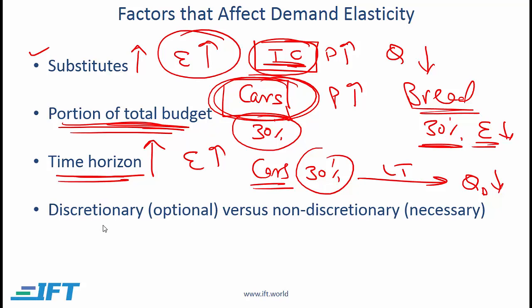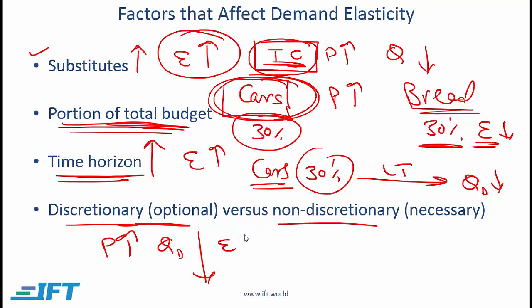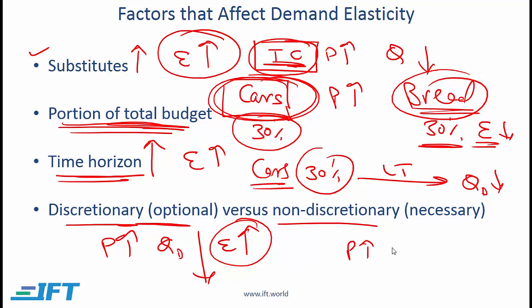And finally, we need to consider whether the product is discretionary or optional, or whether it is non-discretionary. Now, clearly, if you have a product such as a vacation package, which is discretionary or optional, if the price goes up, the quantity demanded is likely to go down substantially. So we can say that the elasticity is high. On the other hand, if you have something non-discretionary like bread, when the price goes up, the quantity demanded will not go down by much. So when you have non-discretionary items, the elasticity is relatively low.